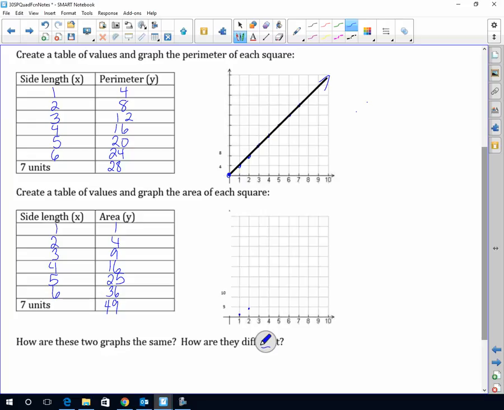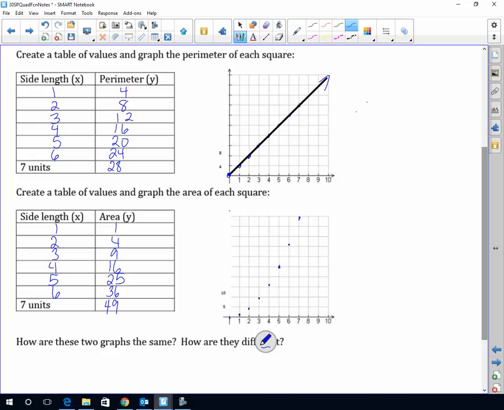5, 25, so 5, 10, 15, 20, 25. 6, 36. 5, 10, 15, 20, 25, 30, 35, and a little bit more. 7, 49, so that'd be a little bit less than 50. Now, does this make a line? No. Would the area of a 0 side have 0 area? Yes. So we're going to start here, and it looks like a curve, like that. And it goes on forever that way.